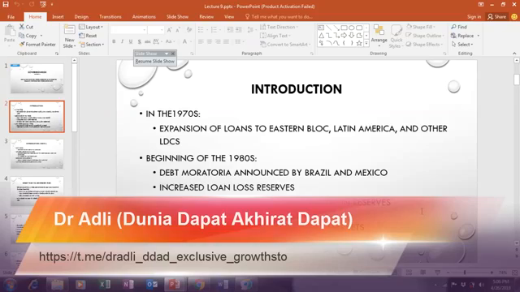So the introduction here is that in the 1970s, there was an expansion of loans to the Eastern Bloc, for example, from the US to Latin America and other less developed countries.